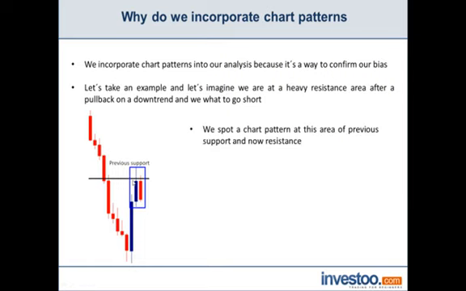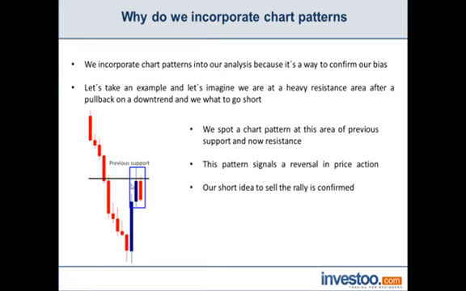We spot a chart pattern at this area of previous support and now resistance. Of course, this is not a chart pattern. This is just an example of a pullback to a previous zone of support. And let's assume that this is a chart pattern. This pattern signals a reversal in price action. Our short idea to sell the rally is confirmed. Remember that in downtrends we are going to sell rallies, and in up moves we are going to buy dips.